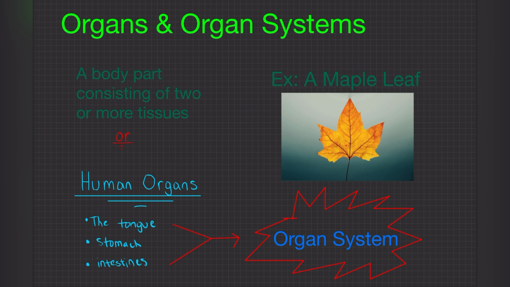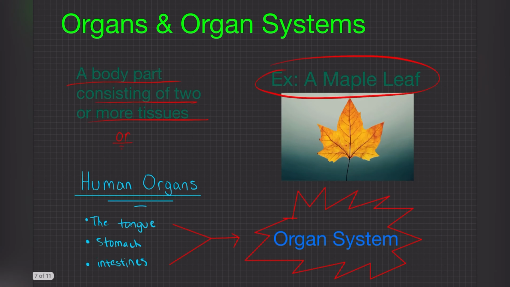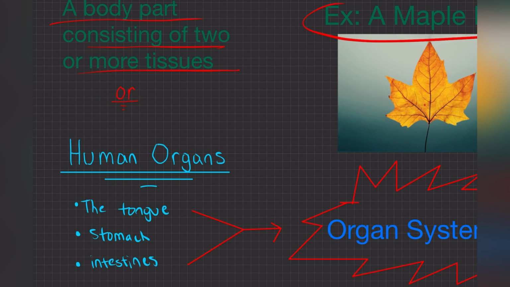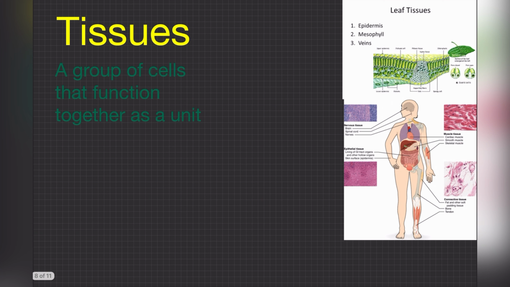Now, these organisms are made up of something called organs and organ systems. This is a body part consisting of two or more tissues. An example of this is that same maple tree that we're talking about. These maple trees are comprised of different body parts, the stem, the roots, and one of the parts is the leaf. So this is an organ. Or more specifically, for human organs, we have the tongue, the stomach, the intestines, and all of these organs make up an organ system that work in conjunction with one another to drive function. Organs are made up of tissues.